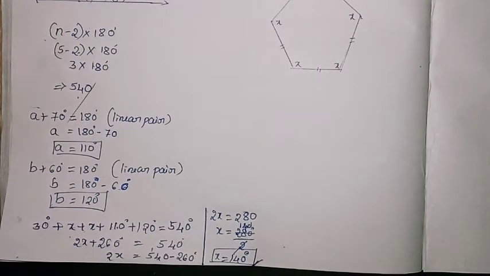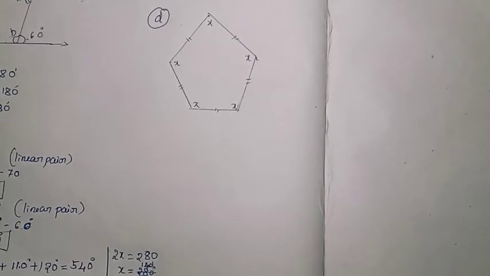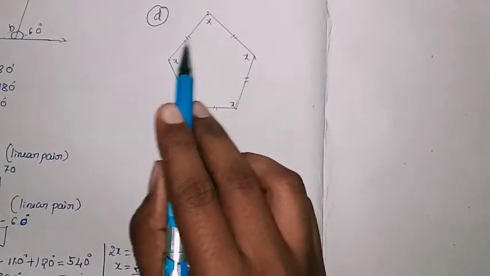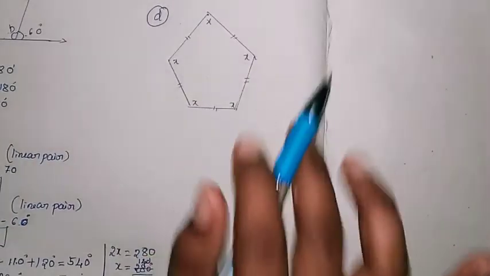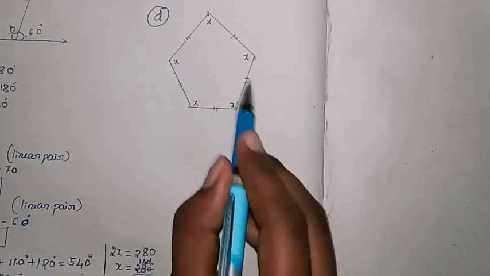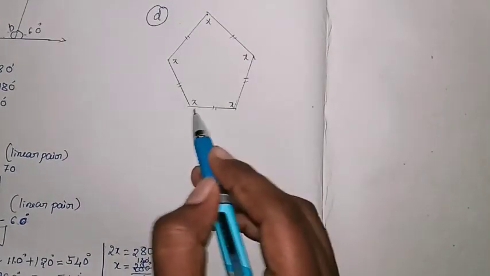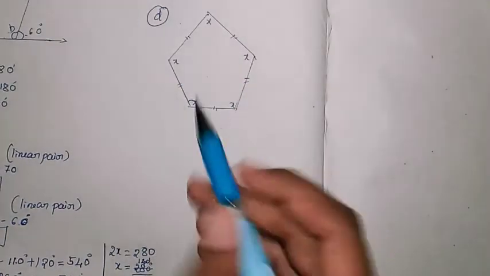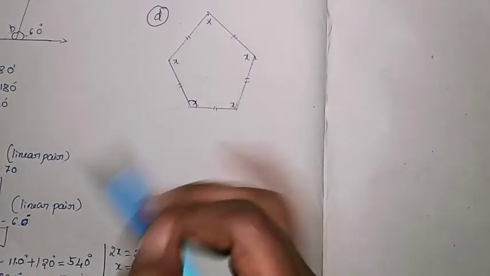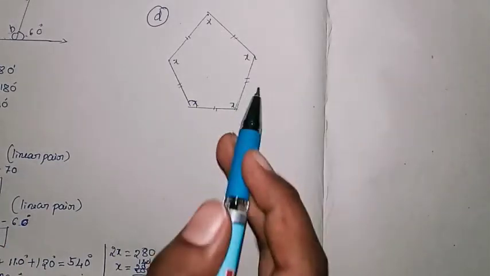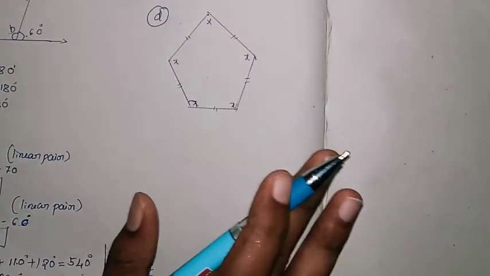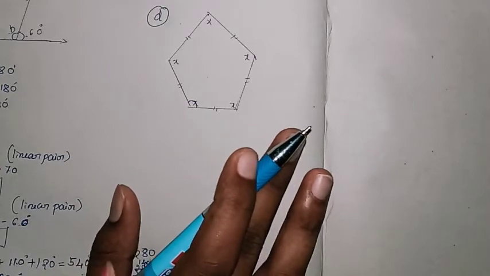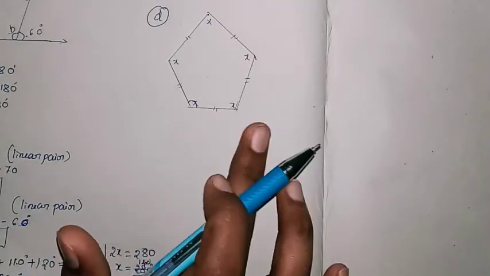This is the third problem. Just move on to the fourth one. Now the fourth problem. In the fourth problem you can observe 1, 2, 3, 4, 5, so 5 sides they have given and all the sides are equal, and they have given one side as x. You know that if all the sides are equal, then all the angles are also equal to each other. You have studied this. We can say this is a regular pentagon.